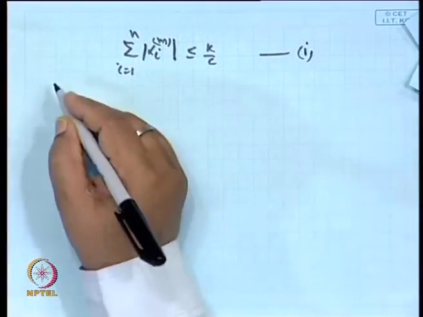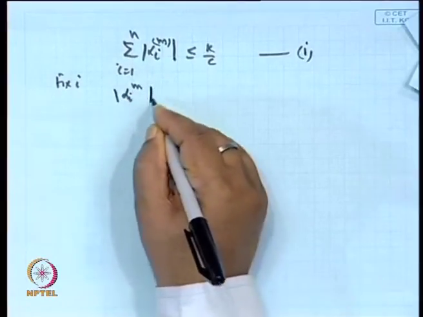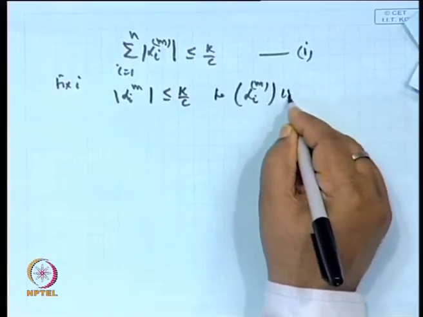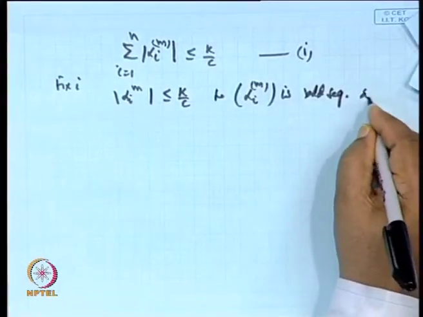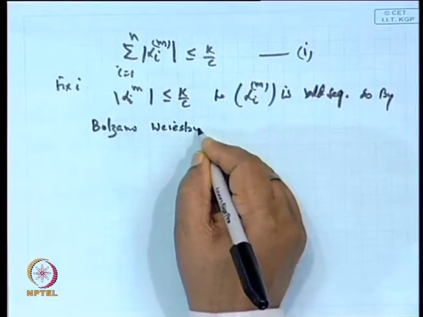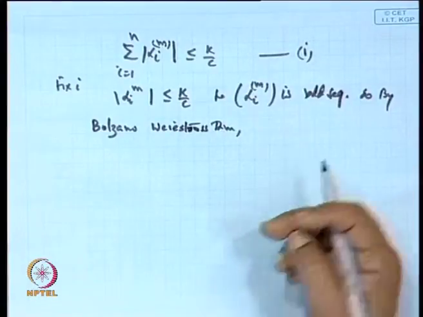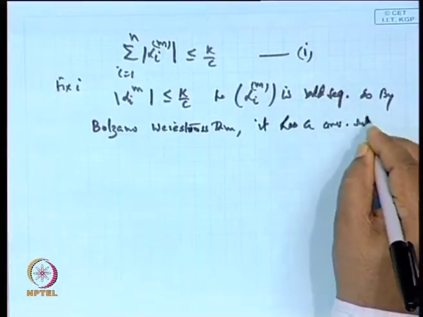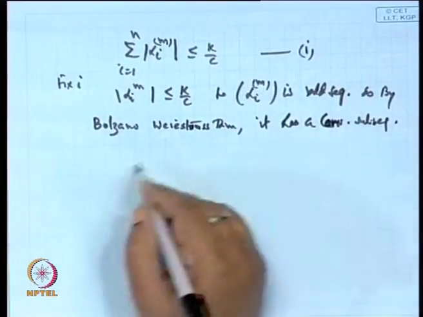Now, if I fix i, then mod of this alpha im is a bounded sequence. So, this sequence alpha im is a bounded sequence. If it is a bounded sequence, then by the Bolzano-Weierstrass theorem, every bounded sequence has a convergent subsequence. So by the Bolzano-Weierstrass property, it has a convergent subsequence, is it not, which converges to a certain point, say alpha i. Alpha im has a convergent subsequence.